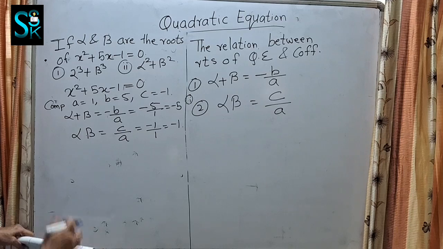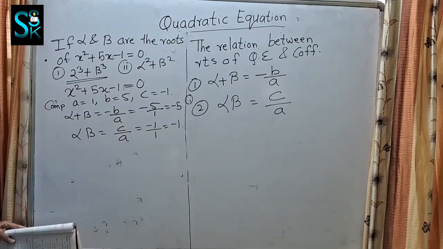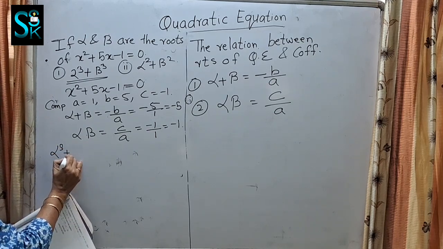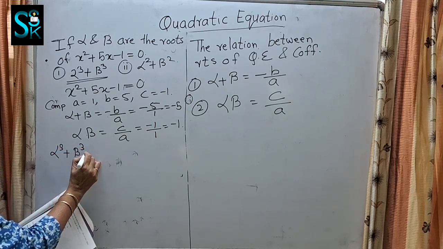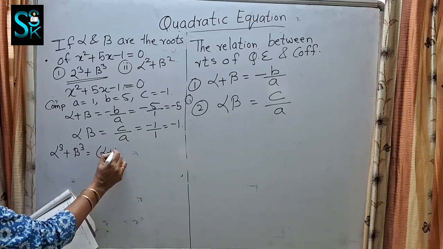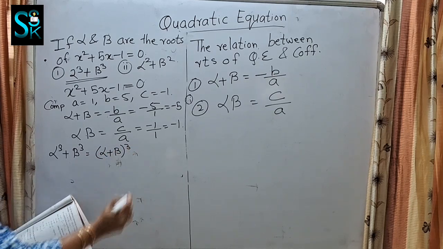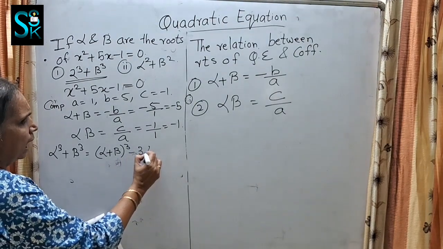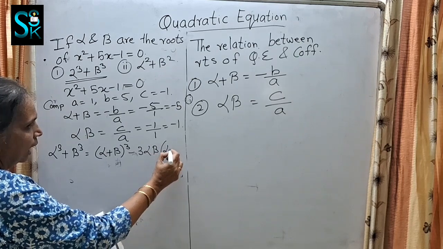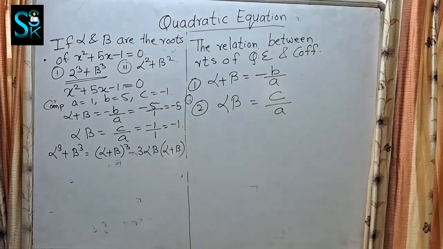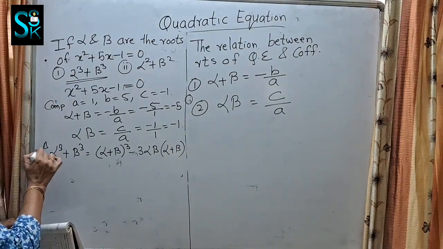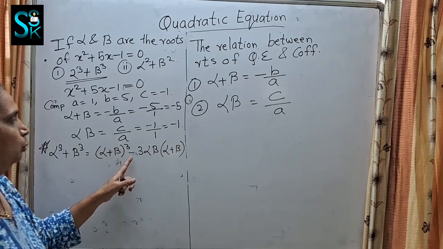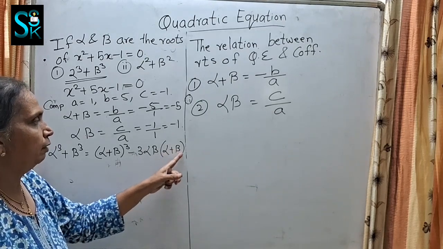Okay. Now they have asked you this, alpha cube plus beta cube. For that matter, the formula is alpha cube plus beta cube is alpha plus beta the whole cube minus 3 alpha beta bracket alpha plus beta. Okay, so remember this formula, learn it by heart. Alpha cube plus beta cube is alpha plus beta the whole cube minus 3 alpha beta bracket alpha plus beta.